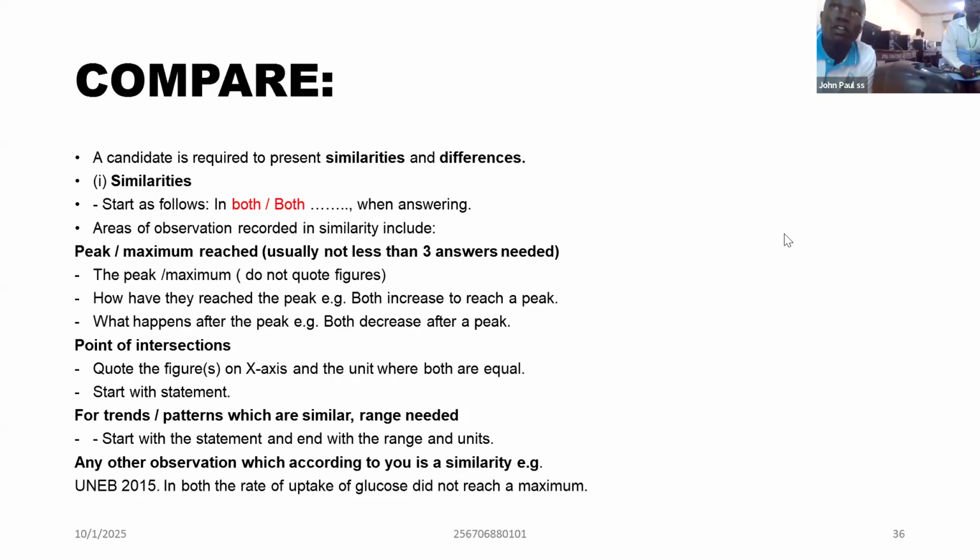Thanks for the opportunity. In your point of the peak reached, where similarities are, in the first point where you have said the peak or maximum, then you have quoted into the brackets: do not quote figures. Briefly go through it, because we don't know whether we do not quote the figures after where the peak is formed, or what are you trying to mean?